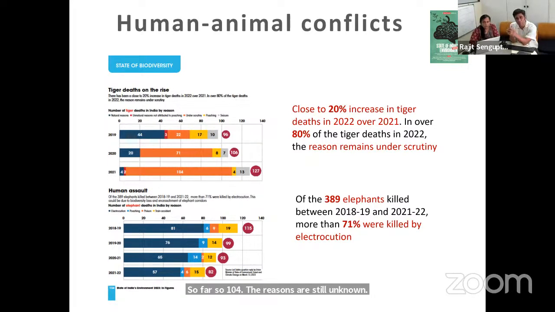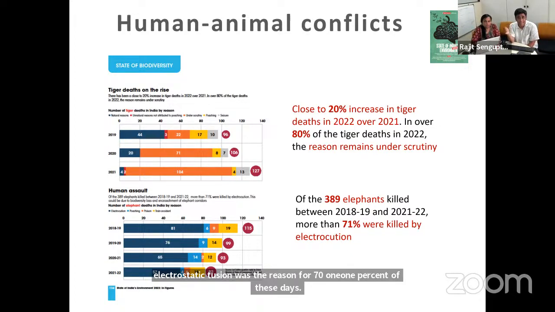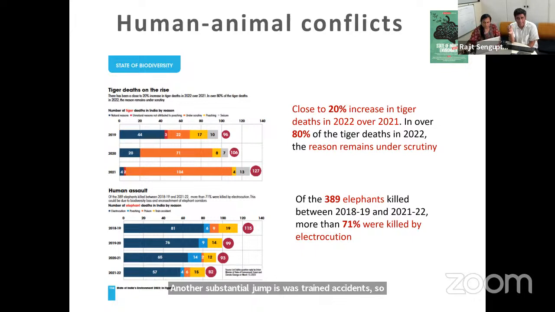Similarly, if you move on and look at elephant deaths in India, some 389 deaths have happened in the period from 2018-19 to 2021-22. And 71% of these deaths have happened because of electrocution. That basically shows how urban spaces and how we are encroaching on maybe the elephant corridors, how biodiversity is shrinking and how they're coming close to human habitation. Another substantial chunk was train accidents. The light yellow bar that you see is the next biggest chunk. So electrocution and train accidents are perhaps the two most important reasons for elephant deaths in our country.